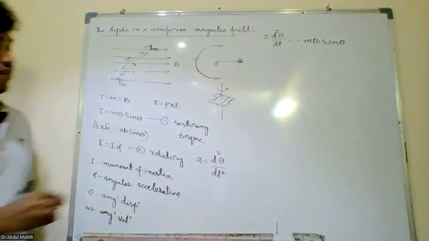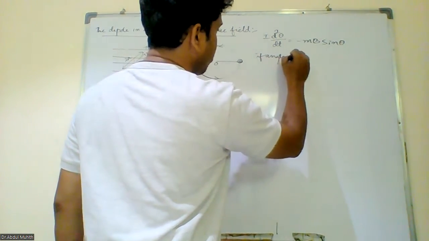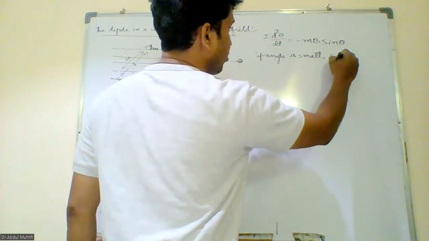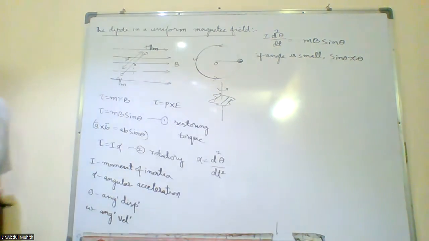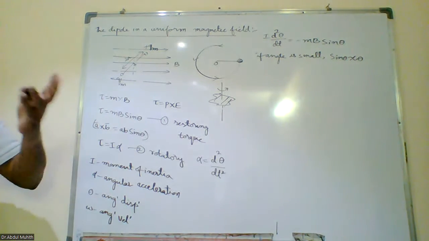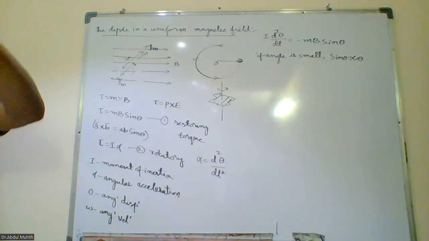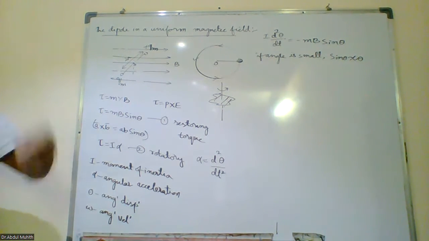We equated both. If angle is small, how much? Maybe 5 degree to 10 degree. Then sin theta is equal to theta. Is that clear? So when you say angle is small, what do you mean by that? Maybe it is 5 to 10 degree, not more. In that case, take sin theta is equal to theta. Because it will become pi by 18, pi by 9. That is the reason. It becomes very, very small.